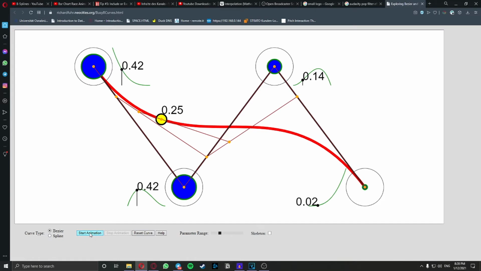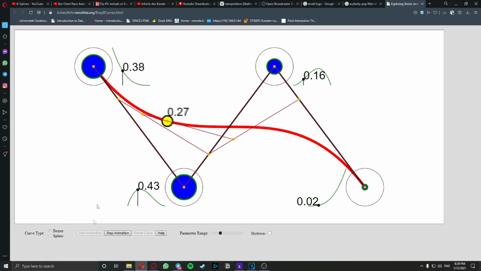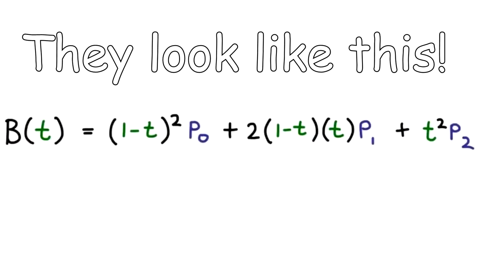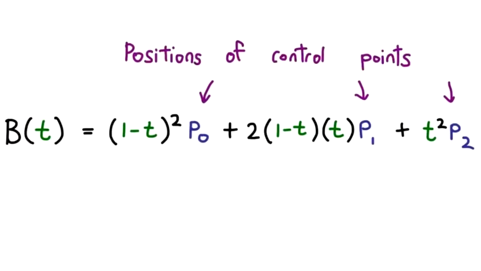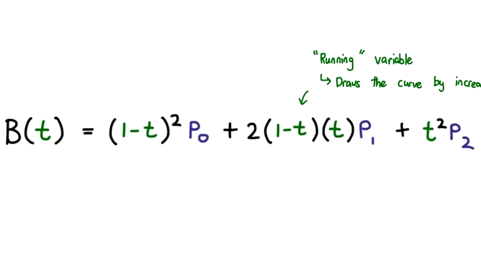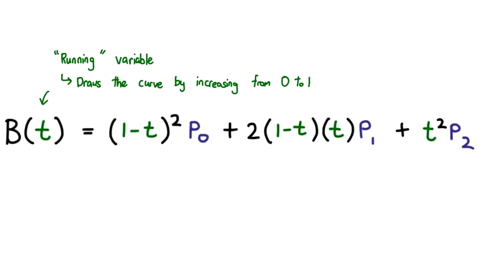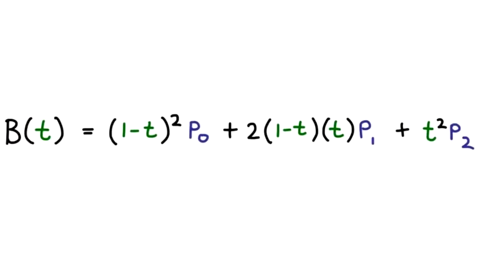Alright, so much for the nice illustration, but let's cut down to the chase. How do Bezier curves look when we express them in mathematical formulas? This is how the most basic form of a Bezier looks as a formula. The p's indicate the position of the control points. The parameter t can be seen as the running variable. It draws the curve by increasing from 0 to 1.